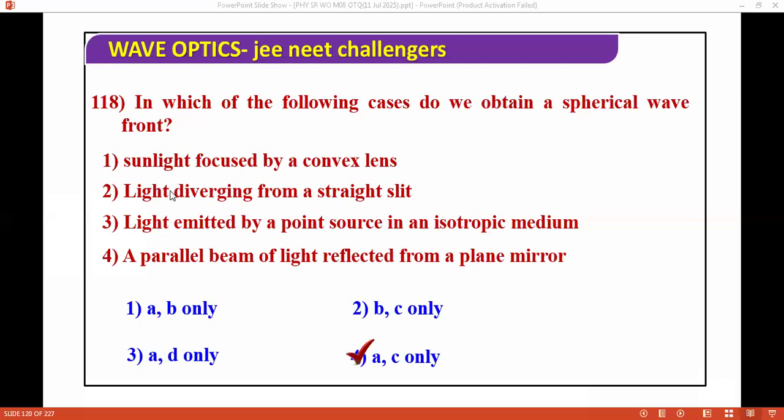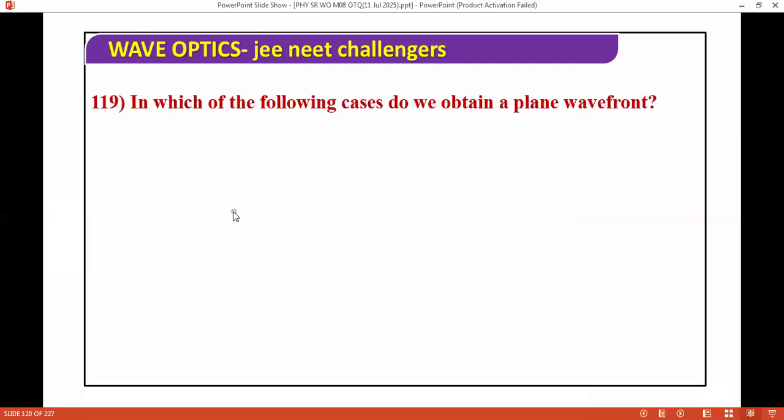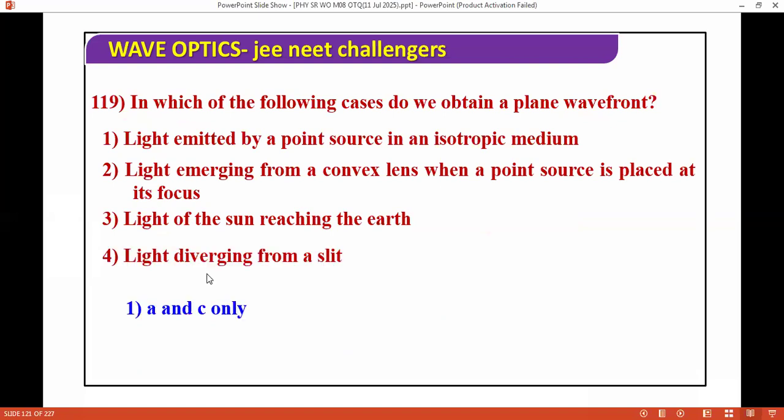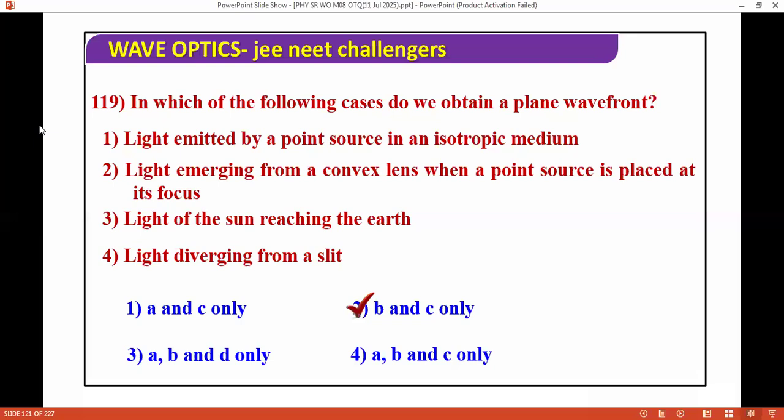Next question: in which of the following cases do we obtain a plane wavefront? A, light emitted by a point source in an isotropic medium; B, light emerging from a convex lens when a point source is placed at its focus; C, light of the sun reaching the earth; D, light diverging from a slit. The options are A and C, B and C, ABD, and ABC. So the correct answer is B and C: light emerging from a convex lens when a point source is placed at its focus, and light of the sun reaching the earth. Next question, moving ahead.